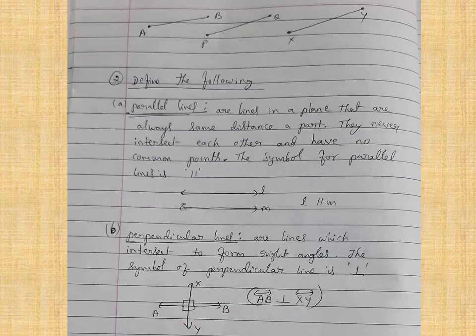The second one is perpendicular lines. Perpendicular lines are lines which intersect to form right angles. The symbol of perpendicular lines is an inverted T. See, when a perpendicular line is drawn, the angle formed will always be a right angle.